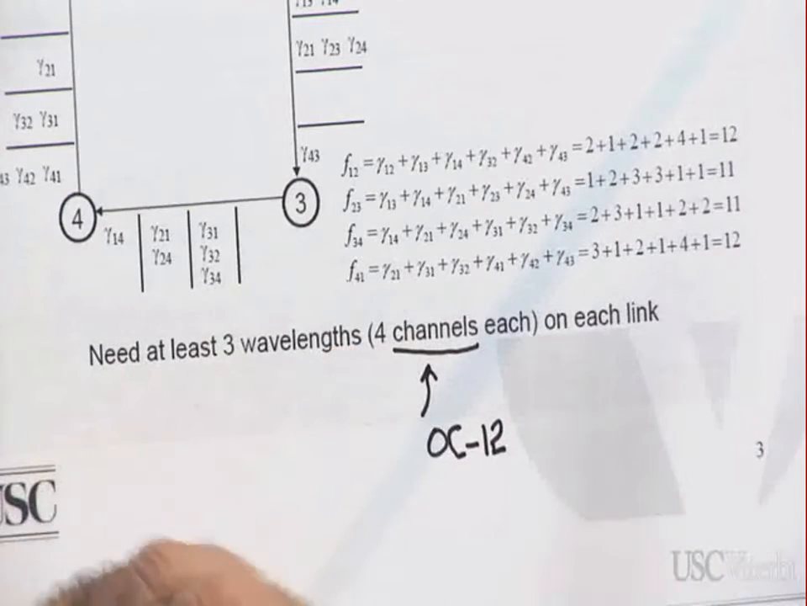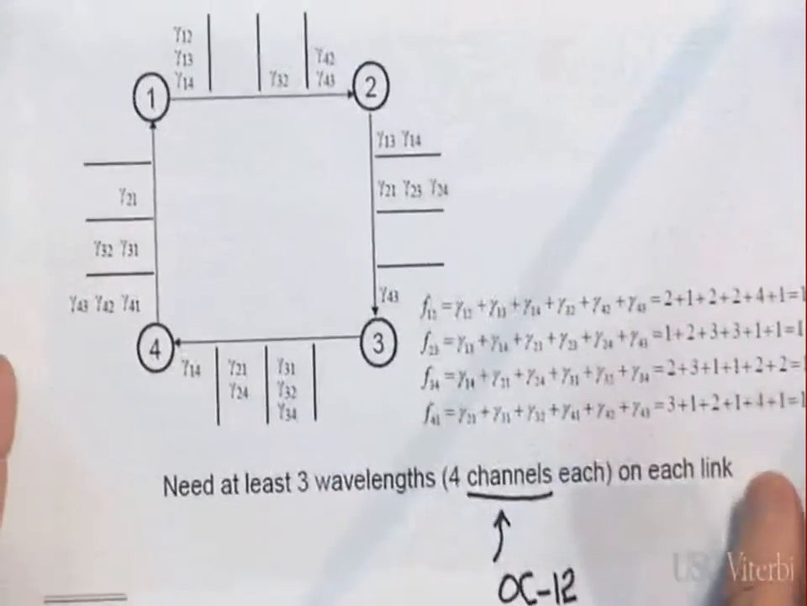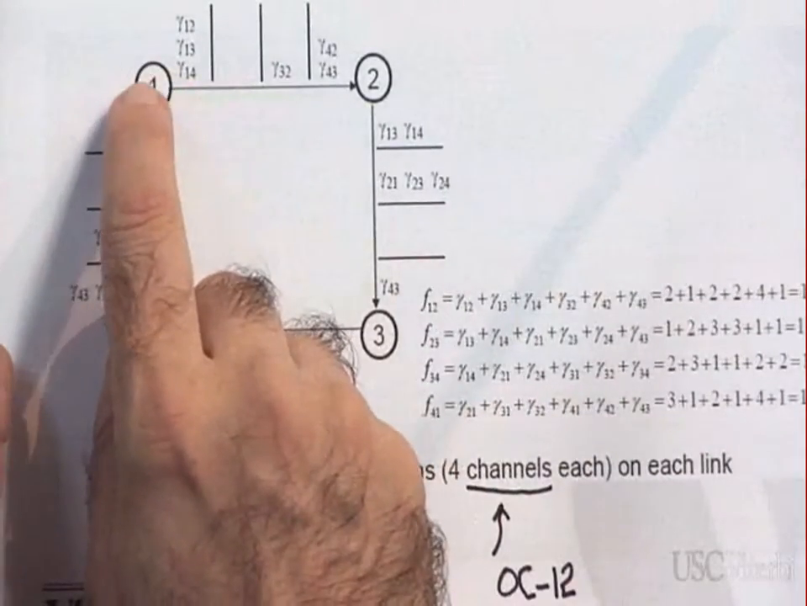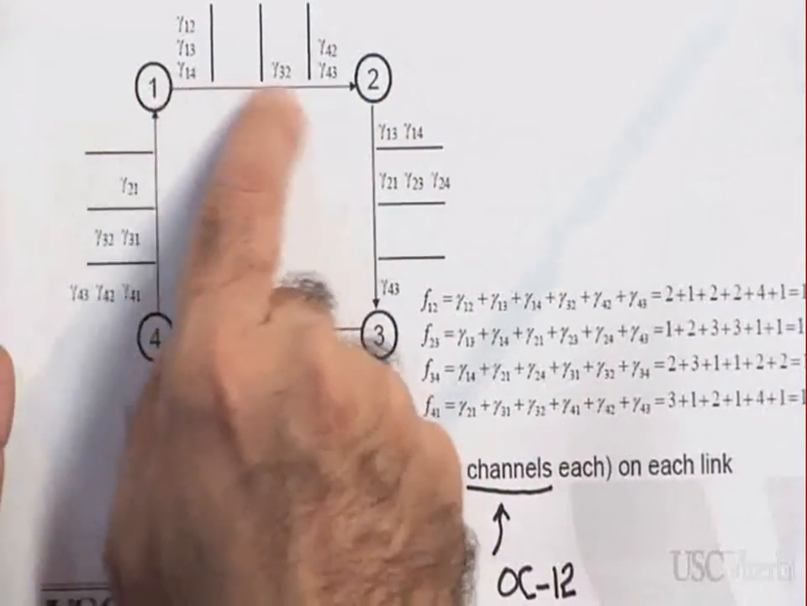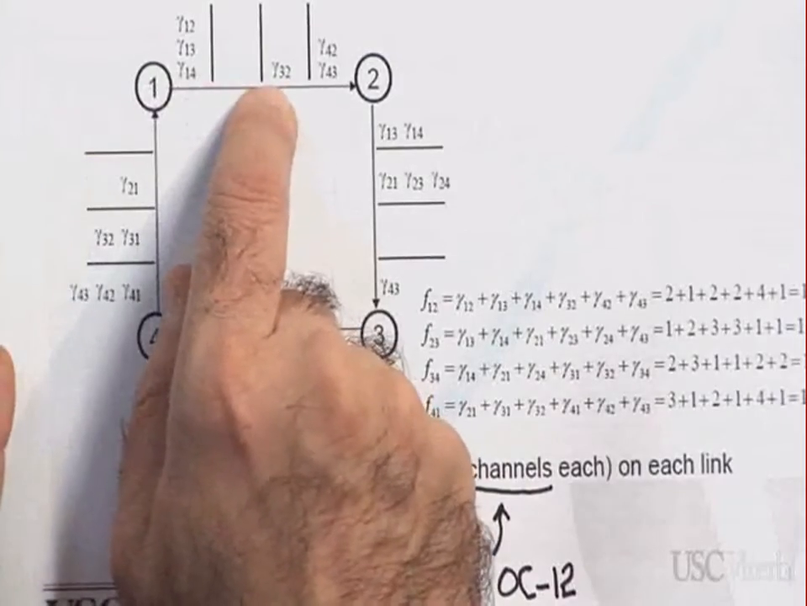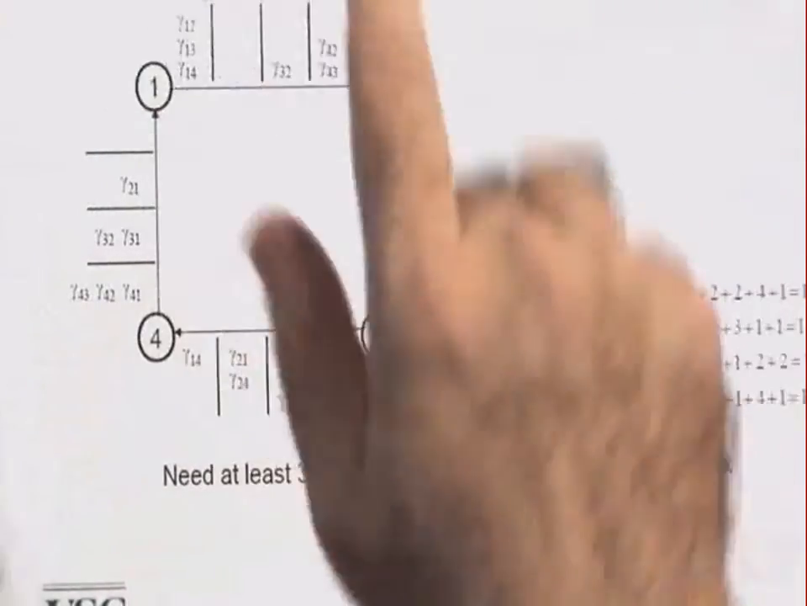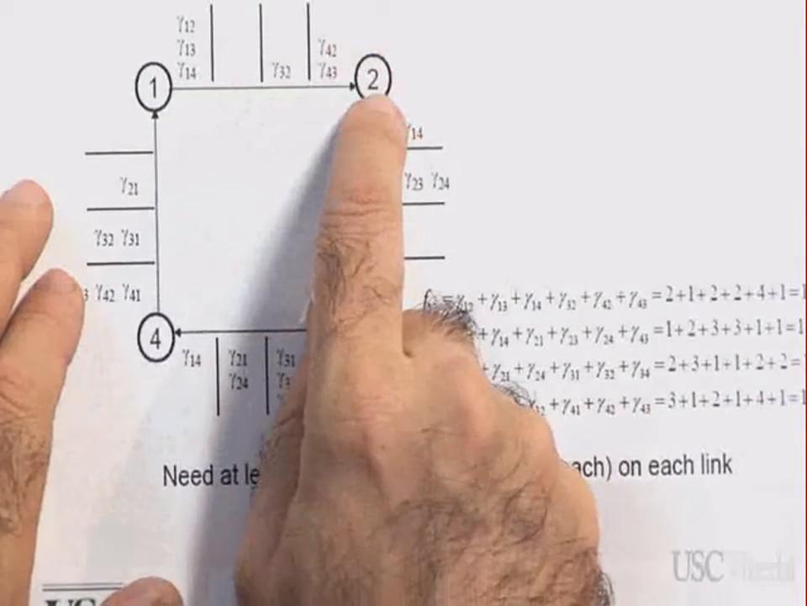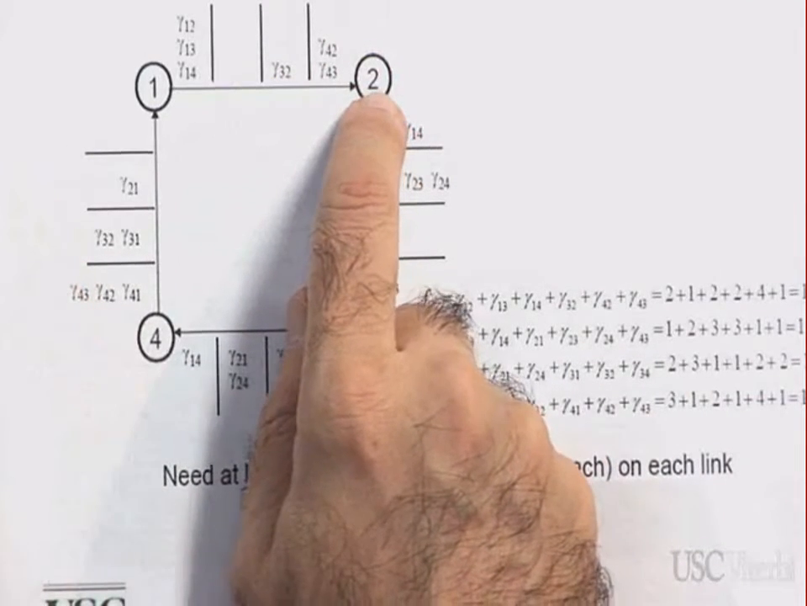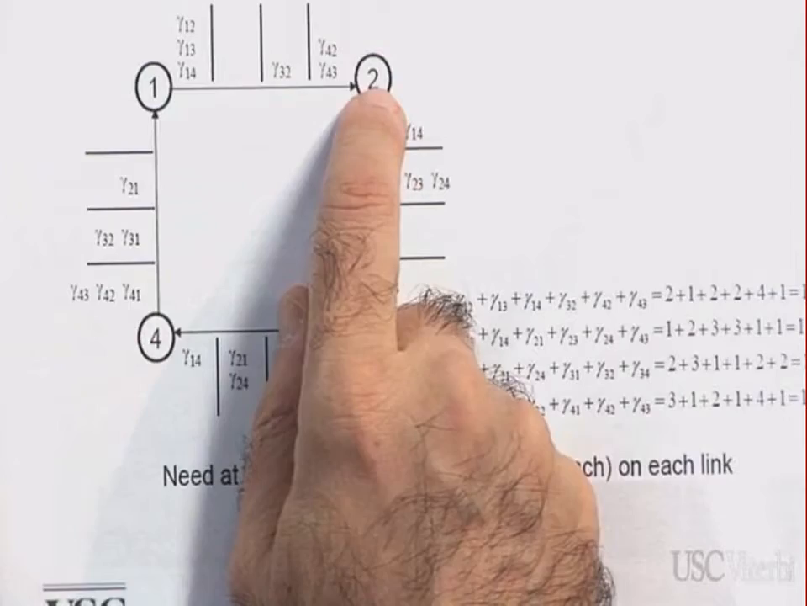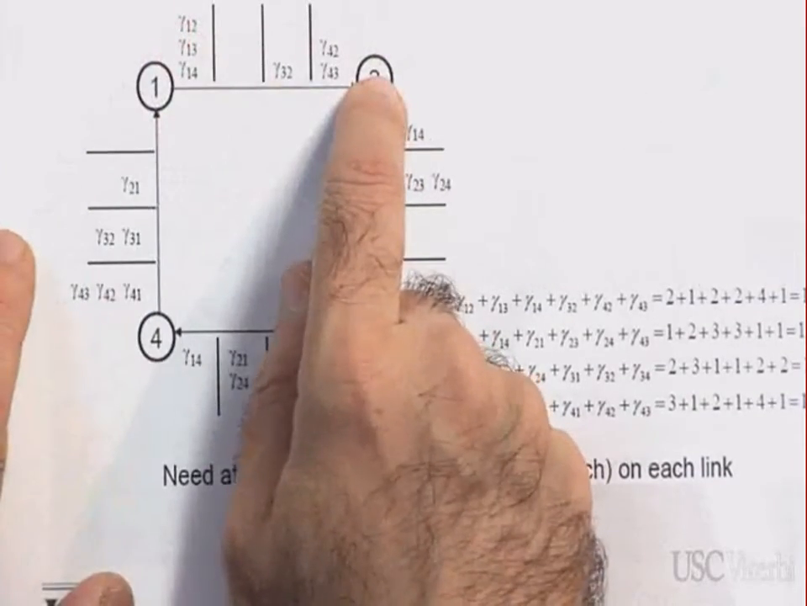OC12 on each link. Clear? Now, listen to me right now. The traffic going from one is multiplex traffic. Did you get this or not? This is multiplex traffic. All of these are aggregated. Some of them are going to be dropped in here. Which ones? It's the 1-2 that is going to be dropped in here.